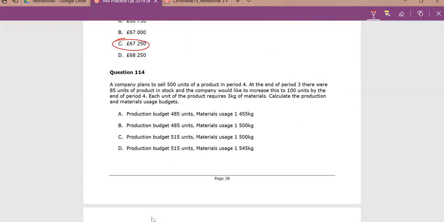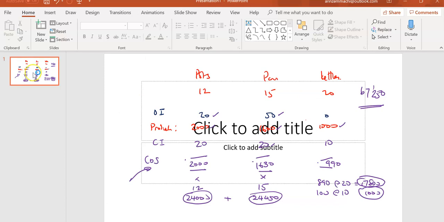And then let's look at question 114 as well. What I'm going to do is jump in and use a blank page as well, so that you can see what's going on here. I'm sure you've read the question before you're listening to my video. So let's get a new slide.